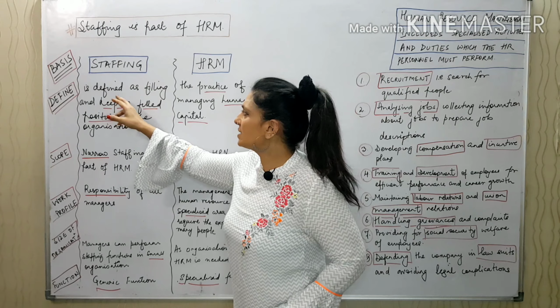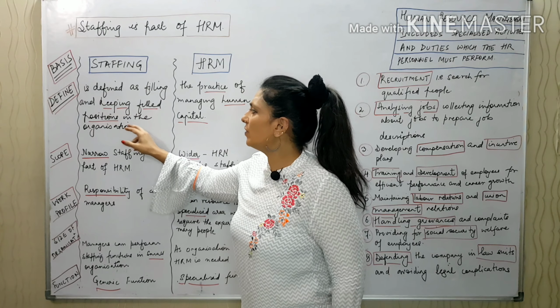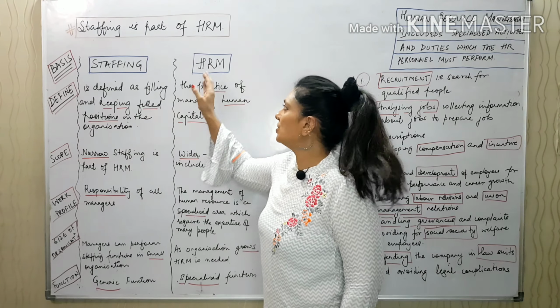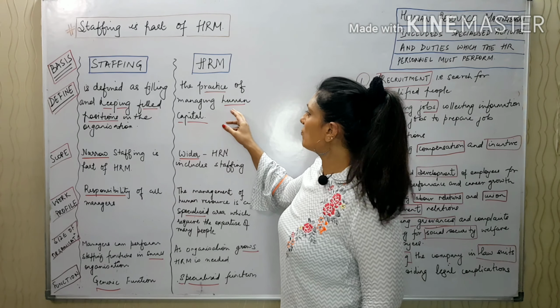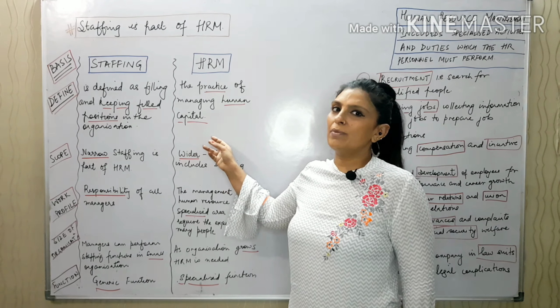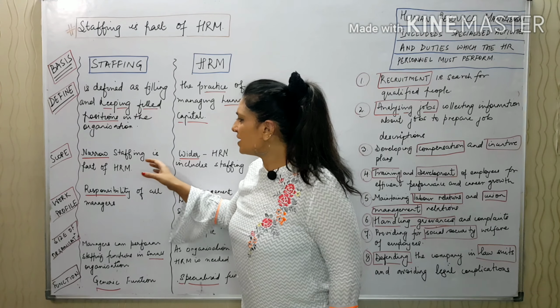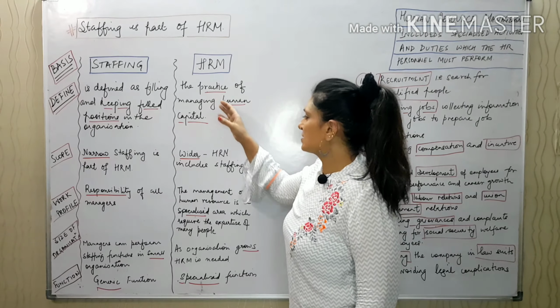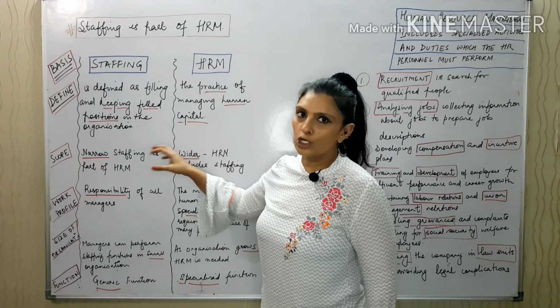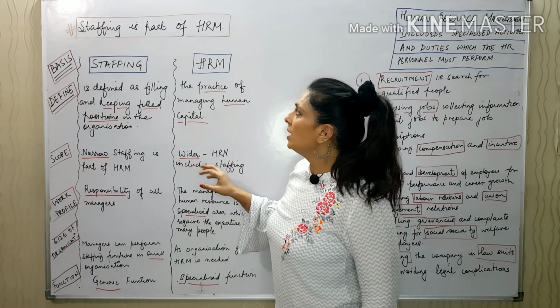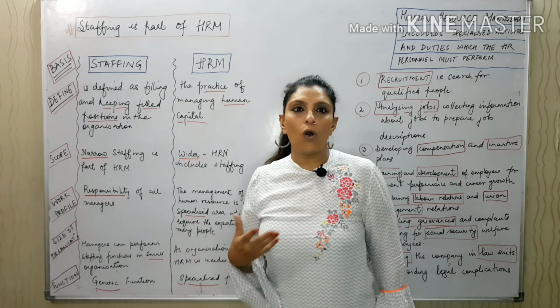What is staffing? It is defined as filling in, and keeping filled, positions in the organization. That's the definition. Whereas HRM is the practice of managing the human capital. Human capital means those who are working in the organization. The scope of staffing is narrow because it is part of HRM, whereas the scope of HRM is wider because it includes staffing. Now, staffing is the responsibility of all managers.